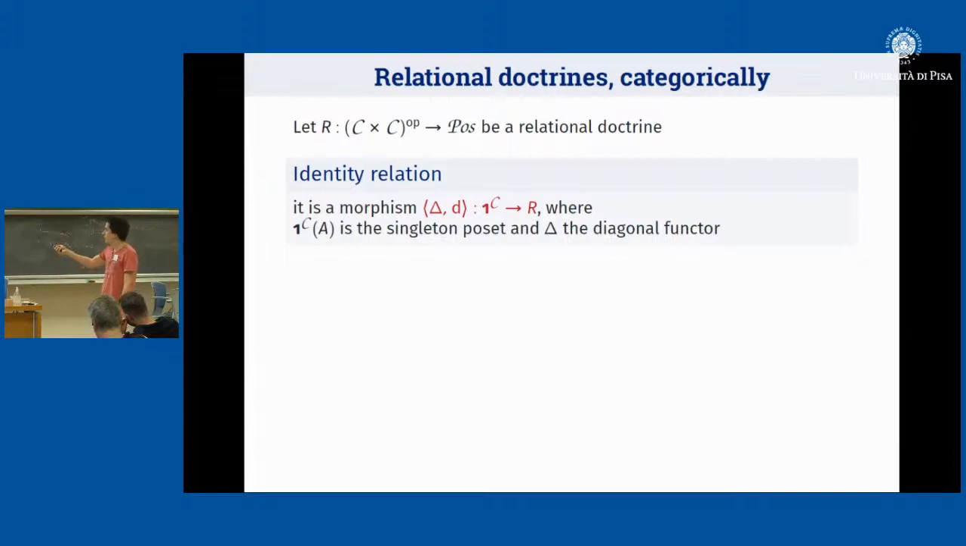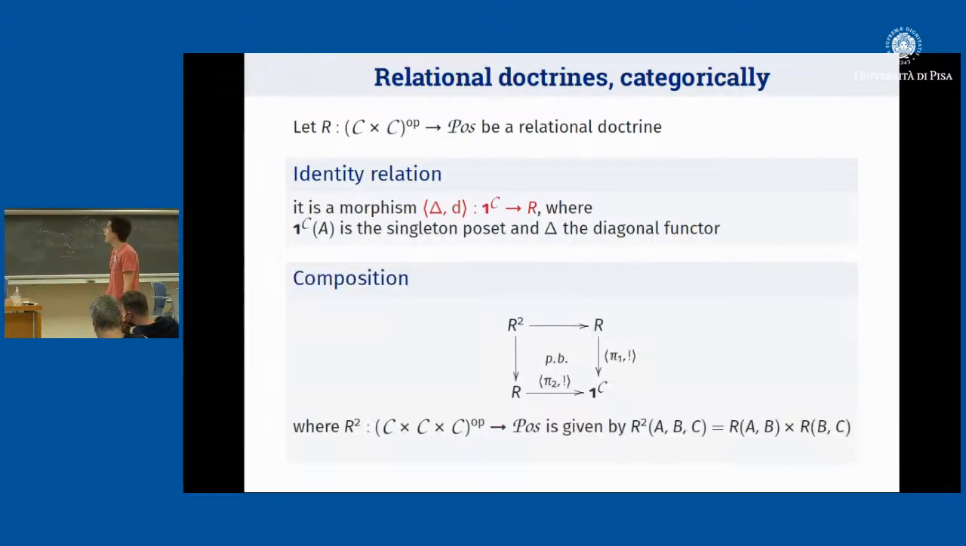So that's the point for the identity. And for composition, we have to consider this pullback. So we have basically projections from our doctrine of relations to the trivial doctrine, which projects on the first and the second component, on the base categories, and which trivializes the relations. So it's the terminal arrow, basically.